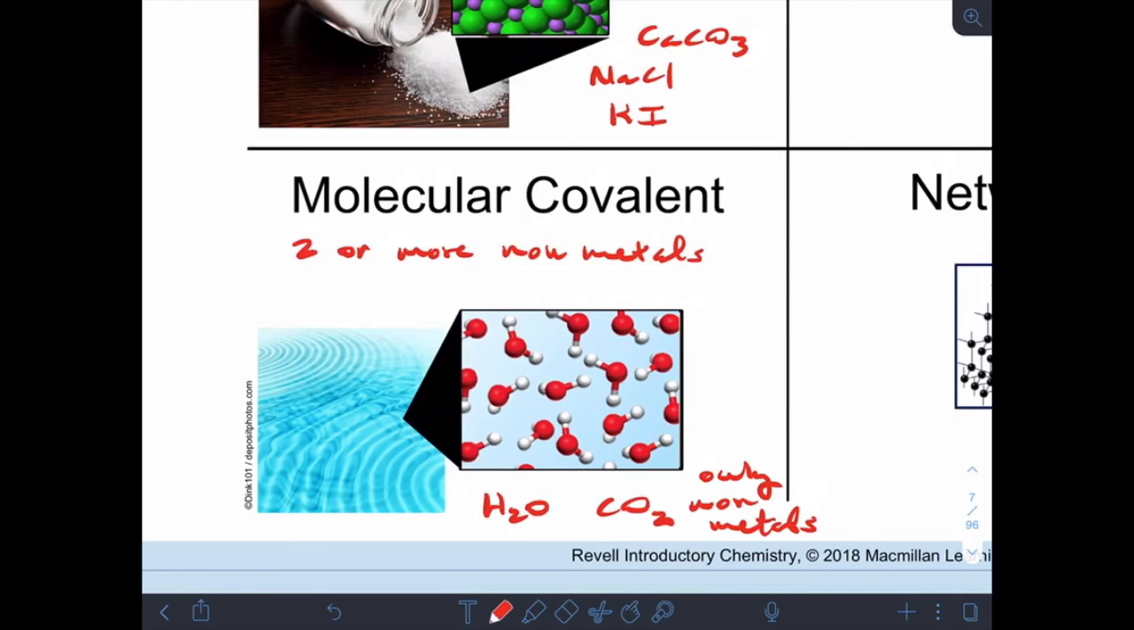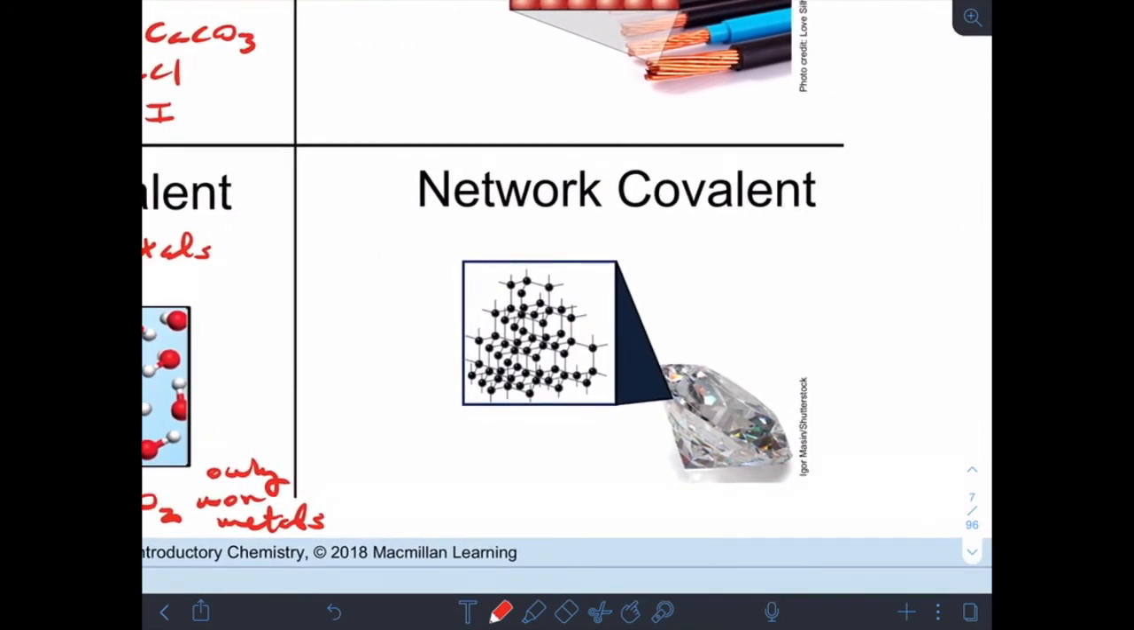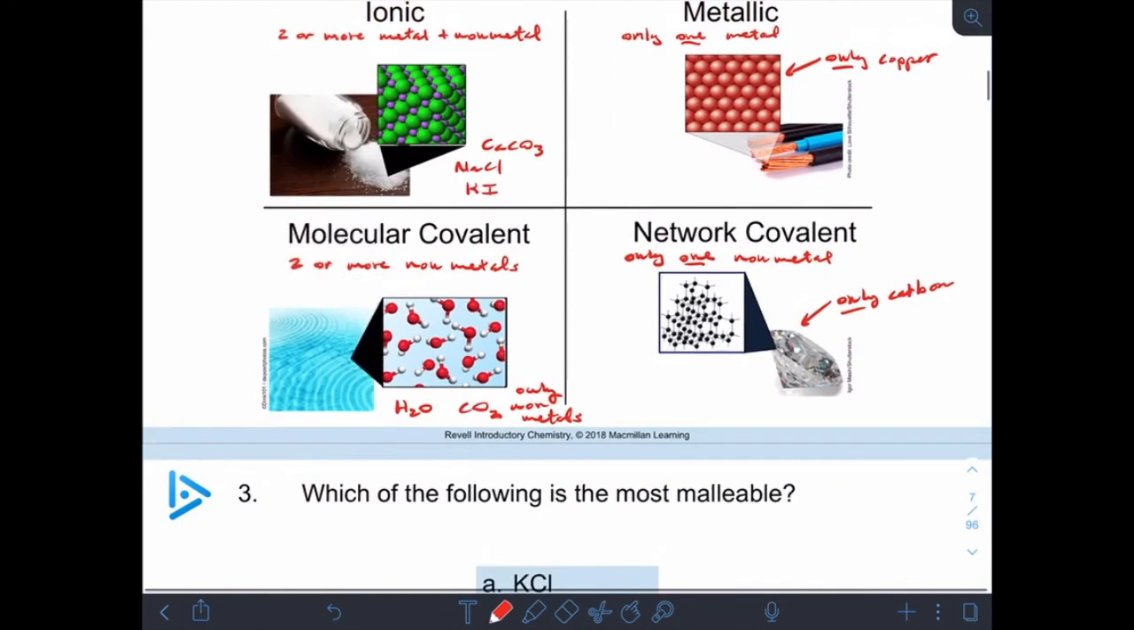Okay? And then the final version, network covalent. Only carbon here. That word says carbon. I apologize for my handwriting. But much like the metallic version of bonding, when all you have is a single nonmetal, you get network covalent. Okay? So diamonds, if you weren't already aware, are made of pure carbon, right? Arranged in a very particular way to make them super strong and beautiful.